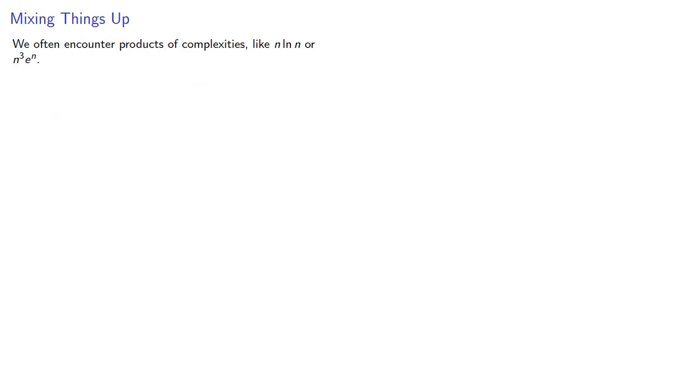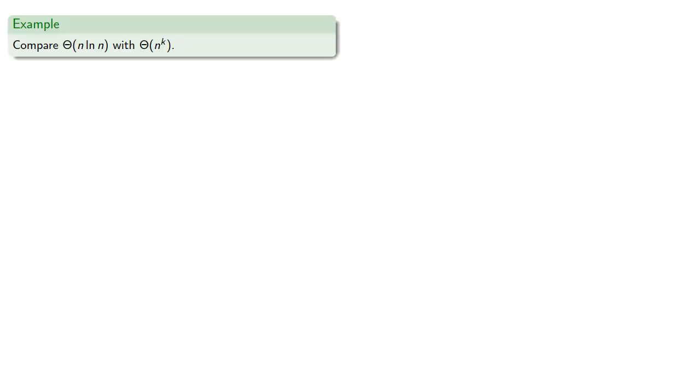Now, we often encounter products of complexities, for example, n log n or n cubed e to the n. Where do these fit? Well, let's compare n log n with n to the k. So we want to find the limit as n goes to infinity of the quotient n log n divided by n to the k. Now, we can simplify the n and n to the k part, but what that simplification looks like depends on the actual value of k.